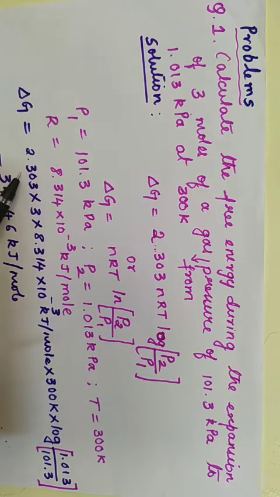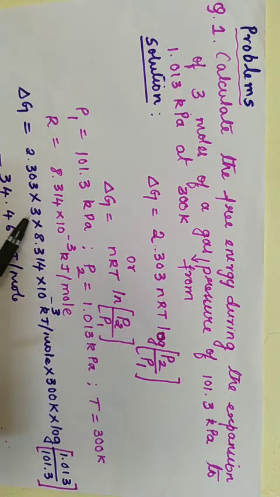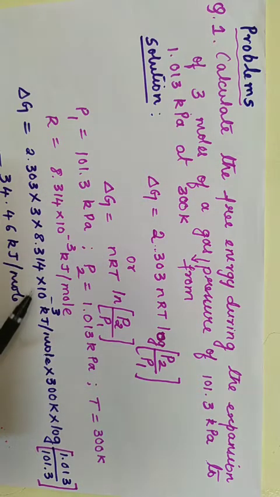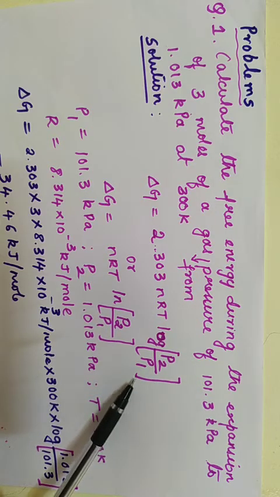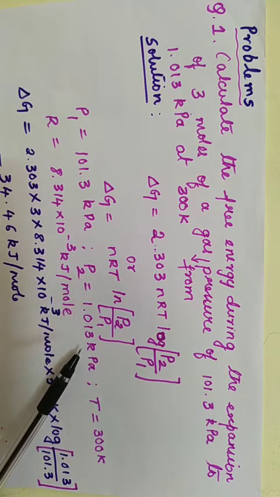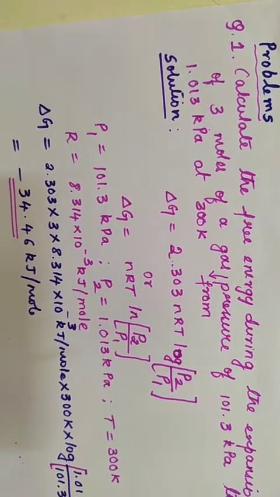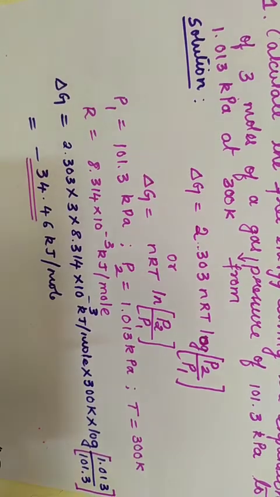Then we have 2.303 into 3 in place of n. We have taken 3 because the number of moles given here is 3 moles. And the R value is substituted here. Then the temperature is 300 Kelvin, log of P2 by P1, where P2 is the final pressure and P1 is the initial pressure. Substitute and solve it, and the change in free energy is minus 34.46 kilojoules per mole.